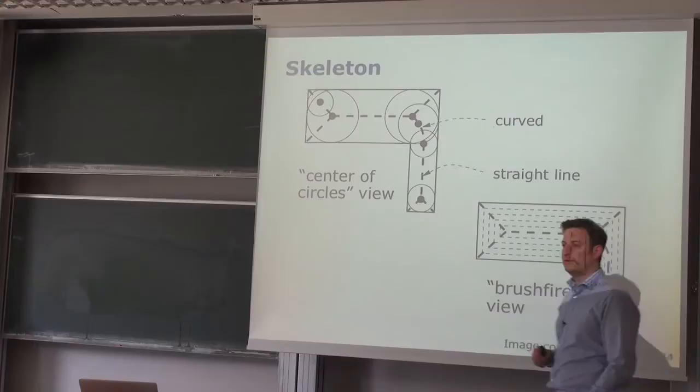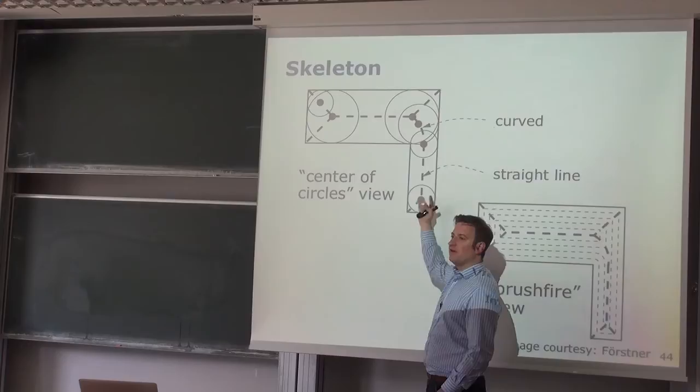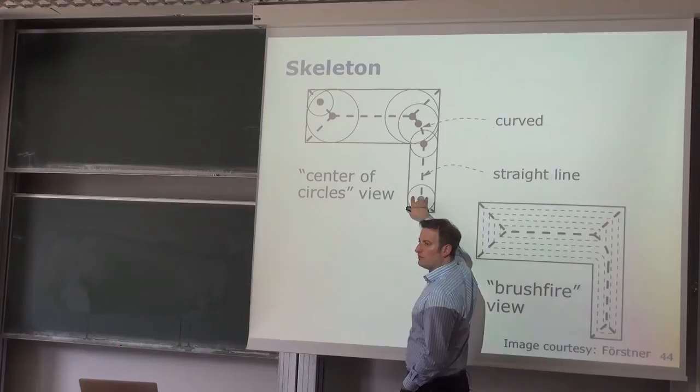And this one is related to the first example that we had, because we know that the circle has a constant radius. And if I touch it at least at two different locations, this is exactly the first point that you had. You want to maximize those distances to at least two different points, and this leads exactly to the circle. Or we see it kind of in the brush fire view.